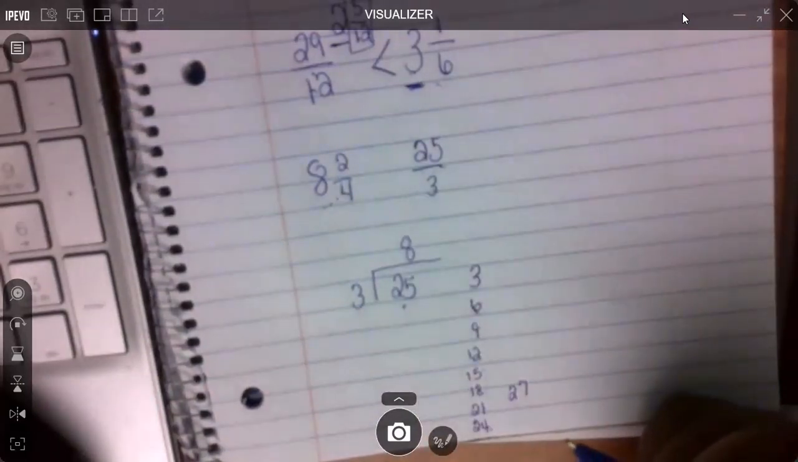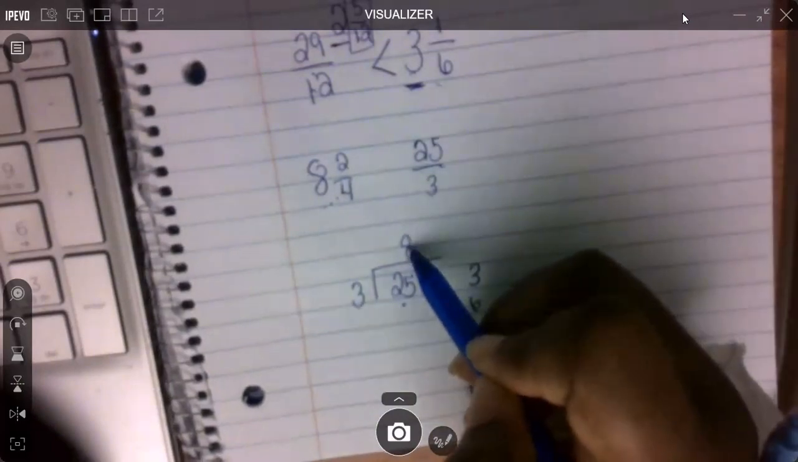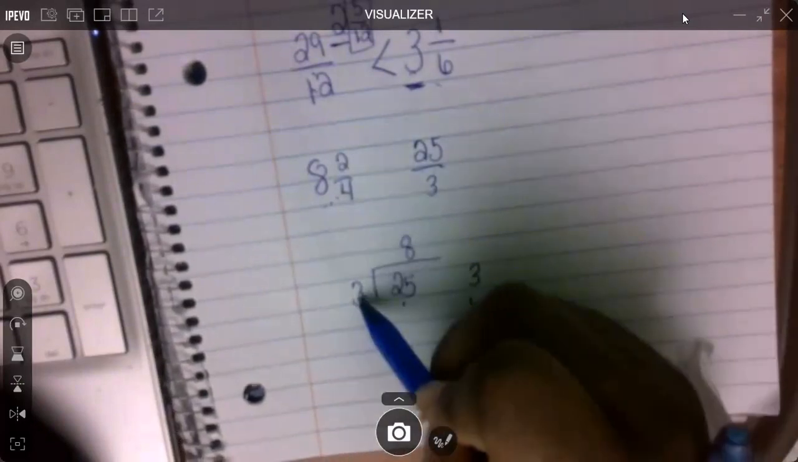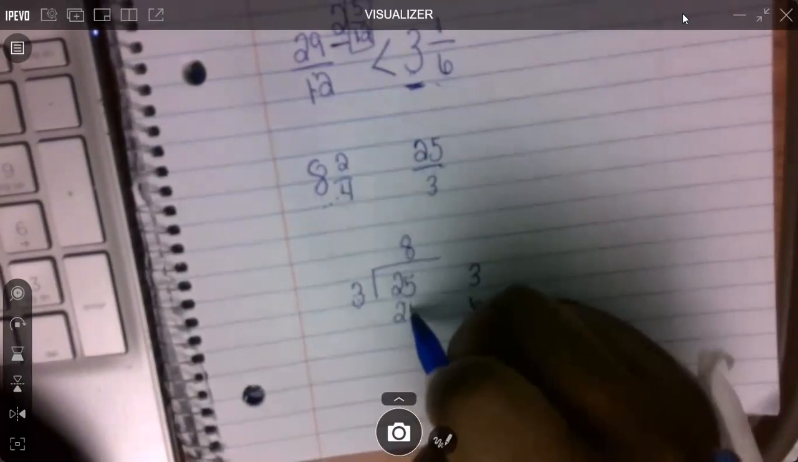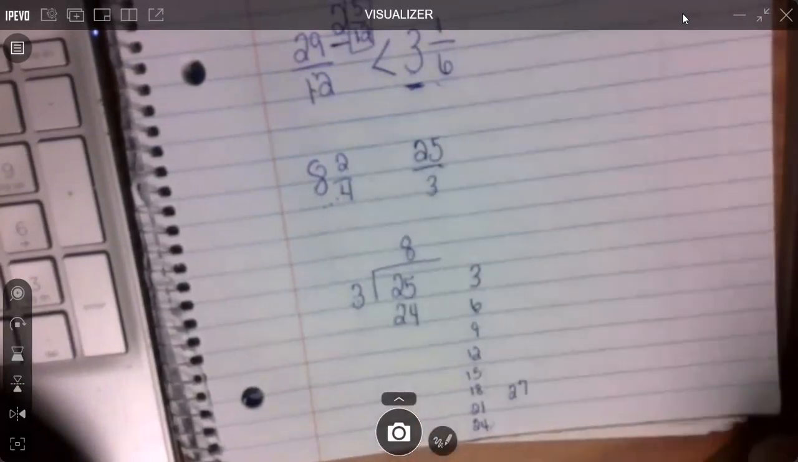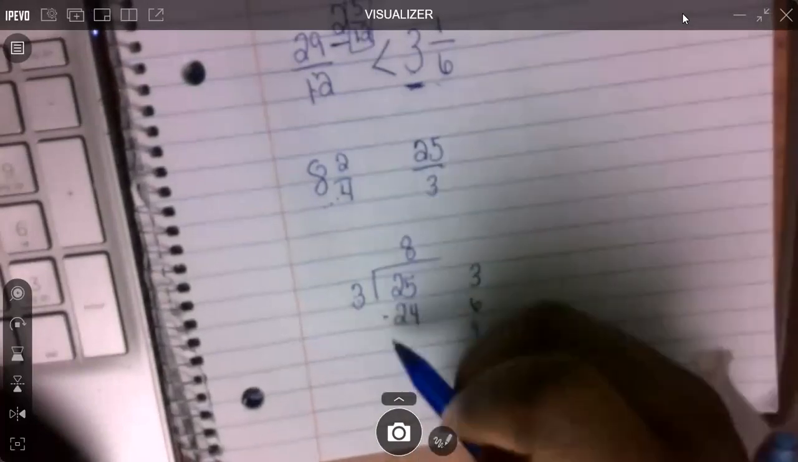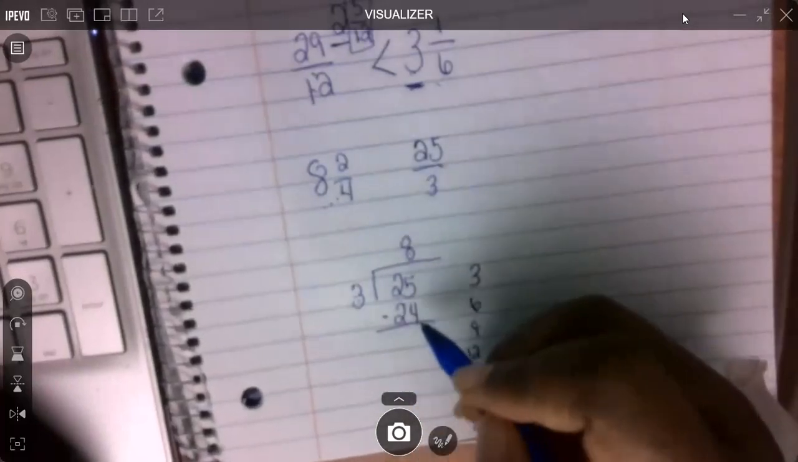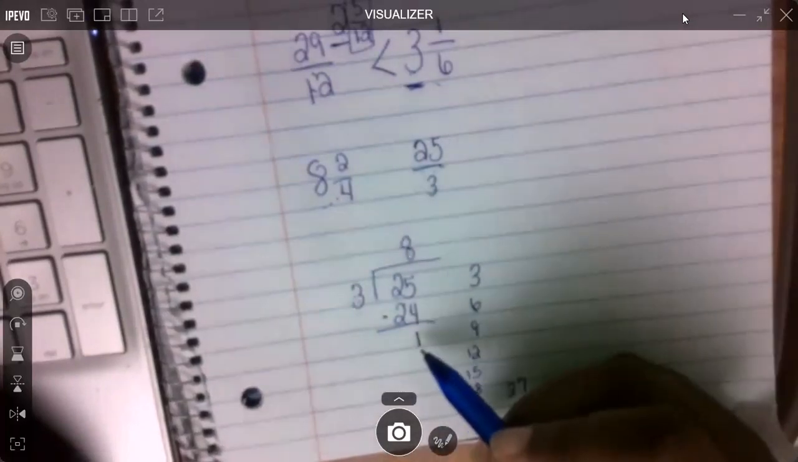So I divide it. My next step is to do what? Multiply. So I'm going to multiply what's in my quotient times my divisor. 8 times 3 is 24. The exact number I just got. Then my next step is to do what? Subtract. 25 minus 24, 1. My remainder is 1.